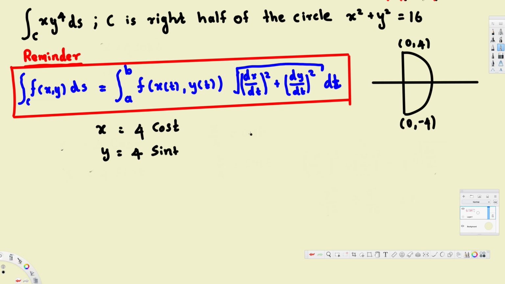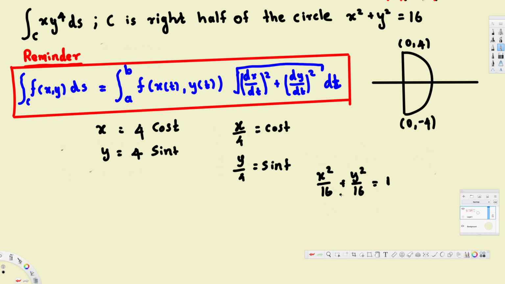Now what we can do is write this one as x over 4 is equal to cos t, and also write this one as y over 4 is equal to sin t. Since we know the trig identity sin square t plus cos square t is equal to 1, we can square both sides and add them together. This is going to be x square over 16 plus y square over 16, and on the other side we do the same thing: we square these two and add them together, and sin square t plus cos square t is equal to 1. So we put 1 right here.